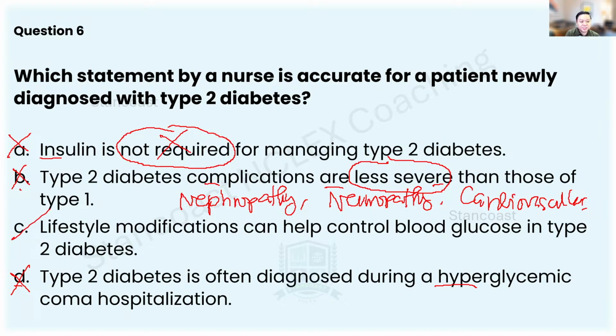We have letter C as our correct answer, which is lifestyle modifications can help control blood glucose in type 2 diabetes. The patient here in type 2 diabetes still has some residual pancreatic activity. They're still going to be able to release some insulin. However, they would need additional medications such as the oral hypoglycemic agents, or it could be lifestyle changes. And if those two are not sufficient, then insulin can also be used on top of those two interventions. So the correct answer here is letter C.